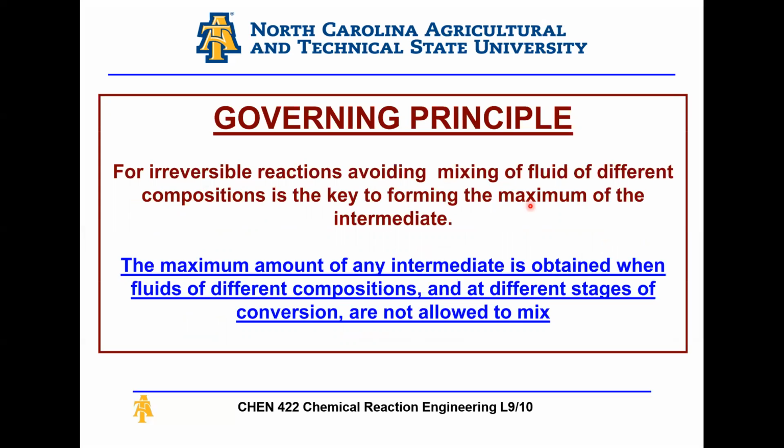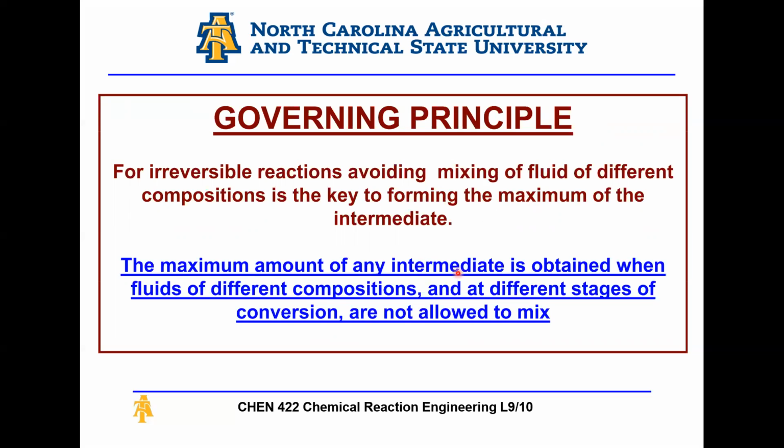Okay, so if I want to maximize my intermediate, I want to avoid mixing fluids of different compositions. Approach number 1 achieves this because I only have one fluid in my beaker, it's homogeneous, and I'm just constantly mixing it. Whereas in approach number 2, I have constant mixing of fluids of different compositions. And the maximum amount of any intermediate is obtained when fluids of different compositions and at different stages of conversion are not allowed to mix.